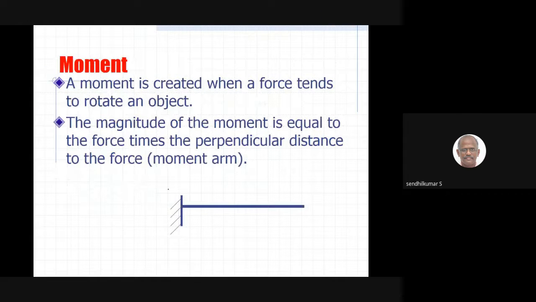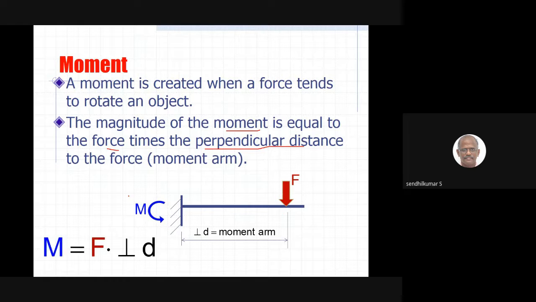So what is a moment? Here you have a cantilever beam. A moment is created when a force tends to rotate an object. The magnitude of the moment is equal to the force times the perpendicular distance. Here we have applied force F, and we want to know the moment M. So M, the moment, equals the applied force F times the perpendicular distance D. The product of F and D gives you the moment M.